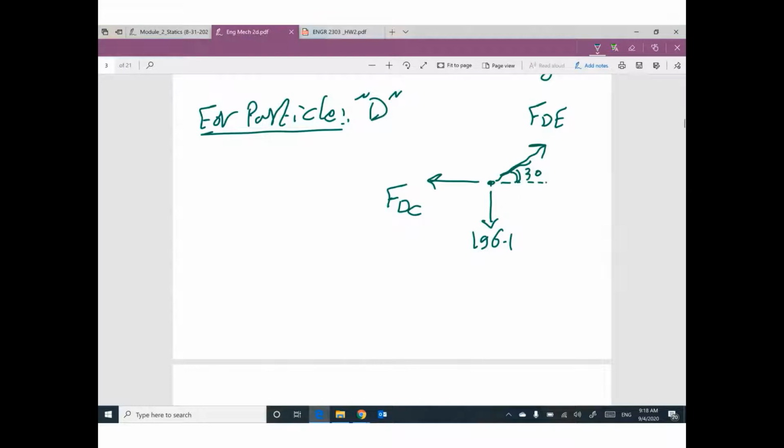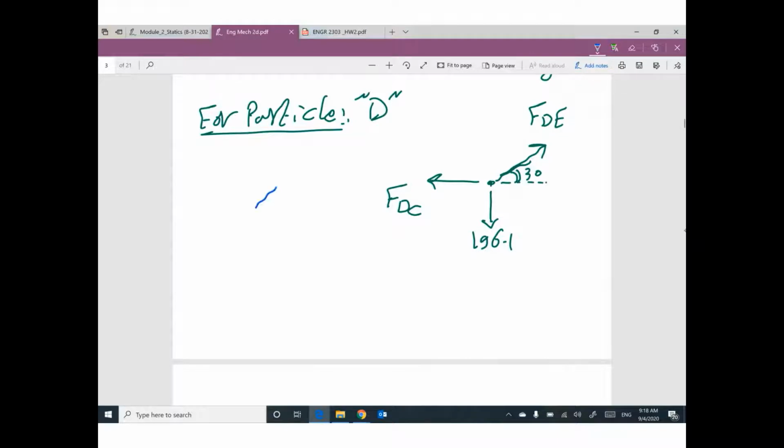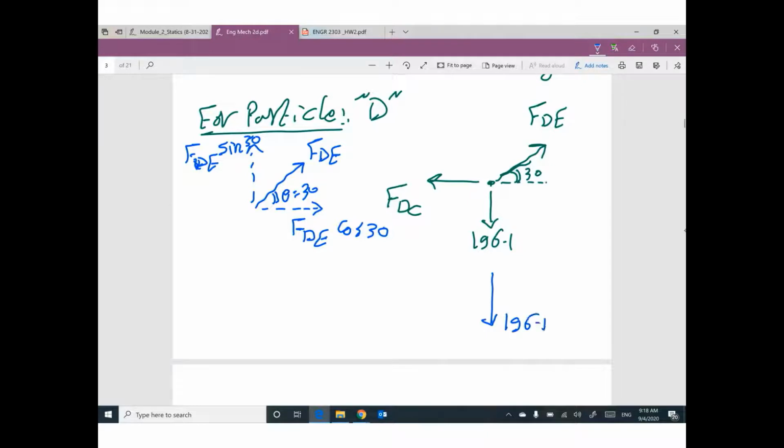So let's go. First force, this force FDE, has 2 components, one horizontal with this angle theta equals 30 and one vertical. So I believe the horizontal component will be FDE cosine 30. The vertical component will be FDE sine 30. Nothing else, because the vertical force is vertical, we don't have horizontal. The horizontal force, FDC, is horizontal, we don't have vertical component.